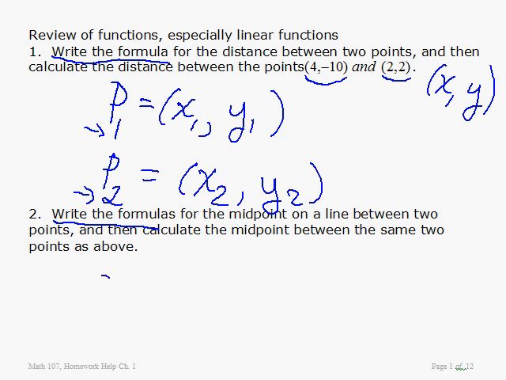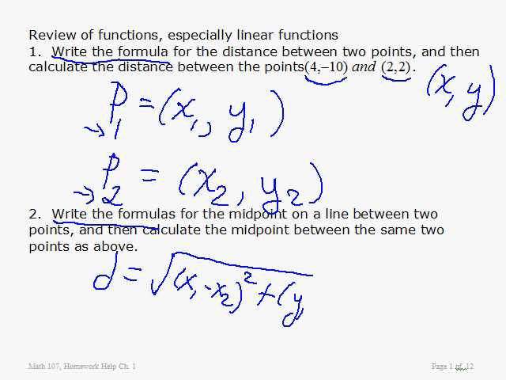So the distance between 2 points, we'll use D for distance, is the square root of the difference in the x's, that will be x1 minus x2, that's the difference, squared, plus the difference in the y's squared. So you should write that formula down.